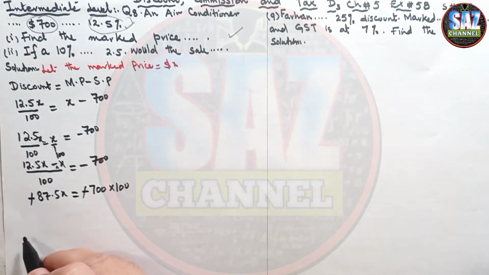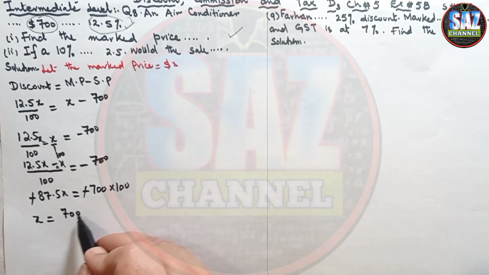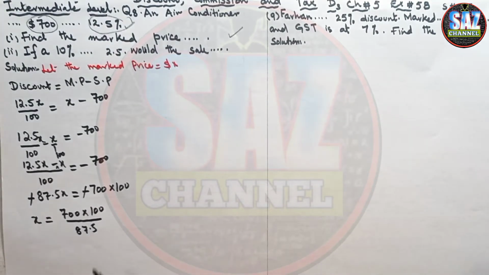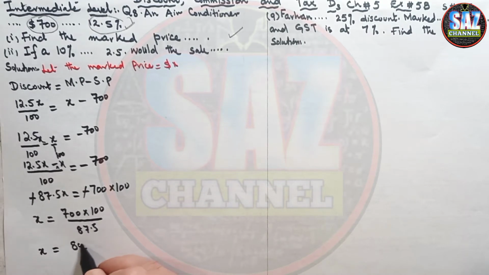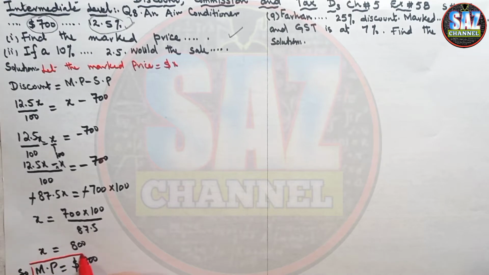The minus sign can cancel with this minus sign, and I will be left with x equals 700 multiplied by 100 upon 87.5. Now this becomes 70,000, so I have to divide 70,000 by 87.5, and it becomes 800. That means x, which is the mark price, is 800. So the mark price equals $800. I hope you are clear how we are calculating the mark price of this air conditioner.